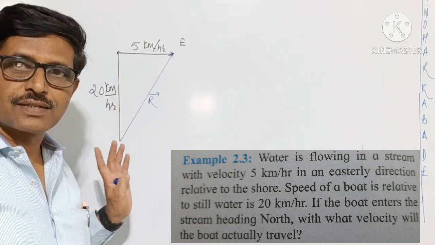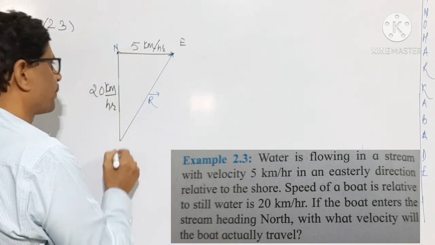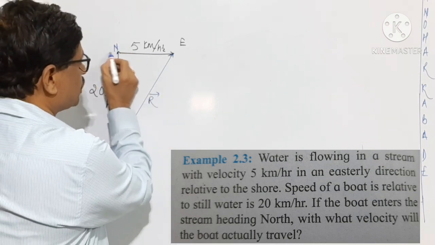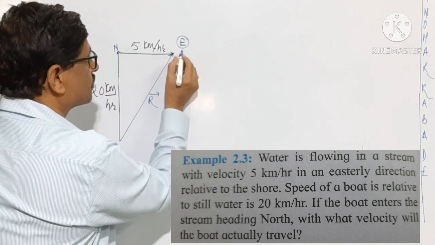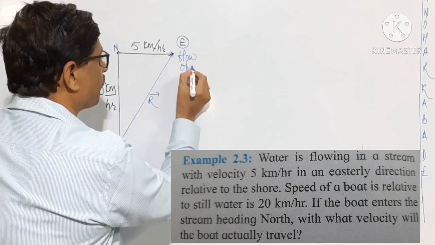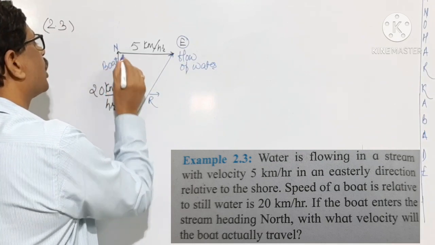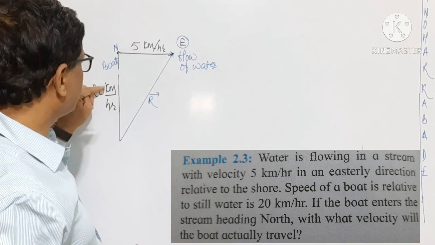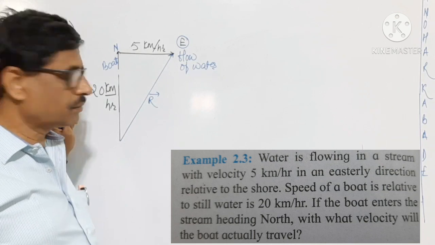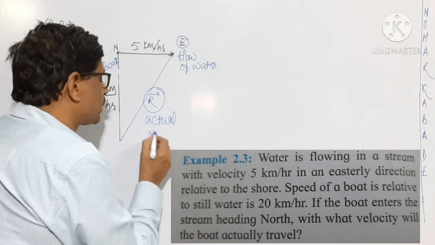From this figure you will notice that the boat is moving towards the north. This is the direction of motion of the boat, and the eastward direction is the flow of water in the river, and this is the velocity with which the boat is moving towards the north. Then this will give the actual velocity of the boat.